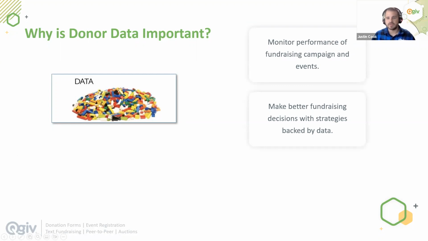With data, you can monitor the performance of your fundraising campaigns and events. I know this is obvious, but donor data will ultimately show if a campaign or event was successful. The most important part here is that data will tell you why. Data will help you tell the story as to why a campaign or an event was successful or if it was not. This will also help you make better strategic fundraising decisions, and those will be backed by data. Important questions that you can answer with this kind of data are, did this campaign message work? Did I send my appeals through the appropriate channels? And am I reaching the right audience for my nonprofit?